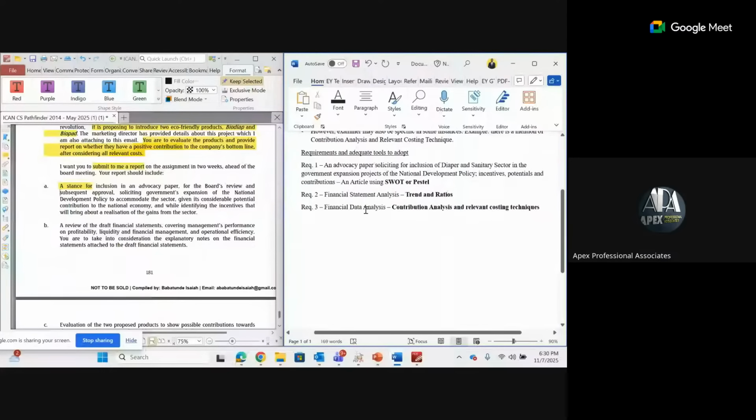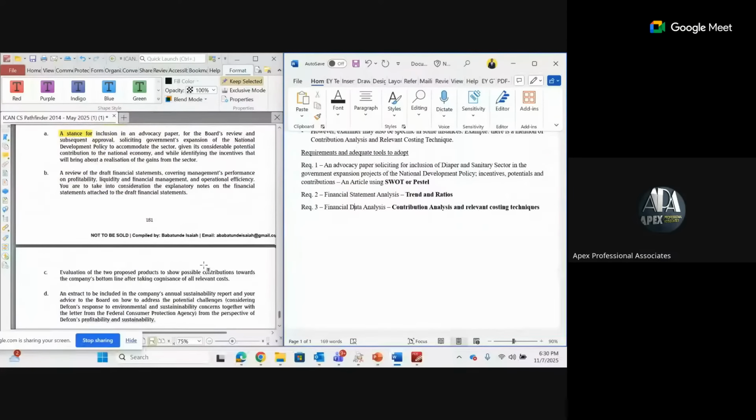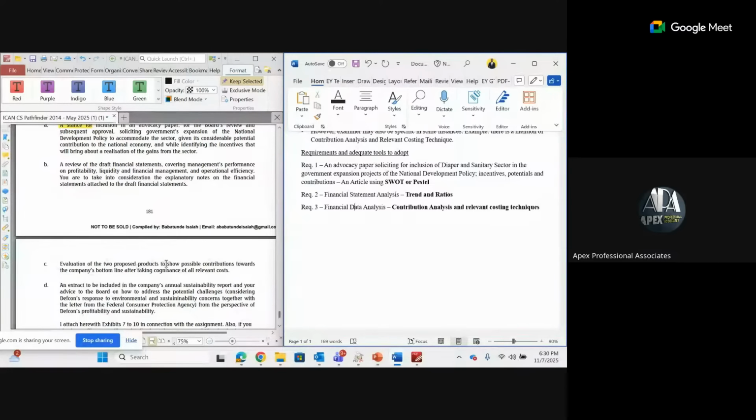Requirement 3 is talking about financial data analysis. Evaluation of the two proposed products to show possible contributions towards the company's bottom line after taking cognizance of all relevant costs. Financial data analysis. So, what tool are we using? Contribution analysis and relevant costing technique.